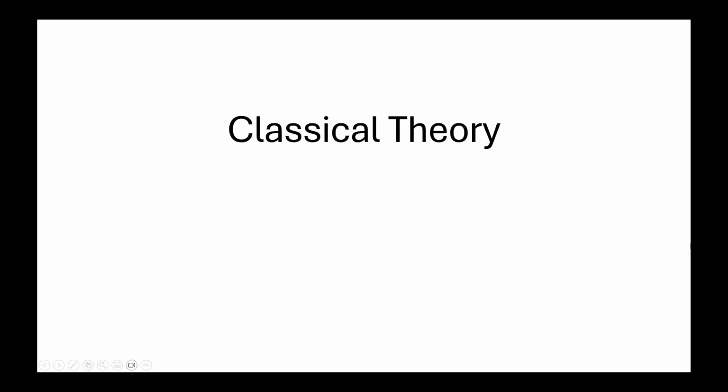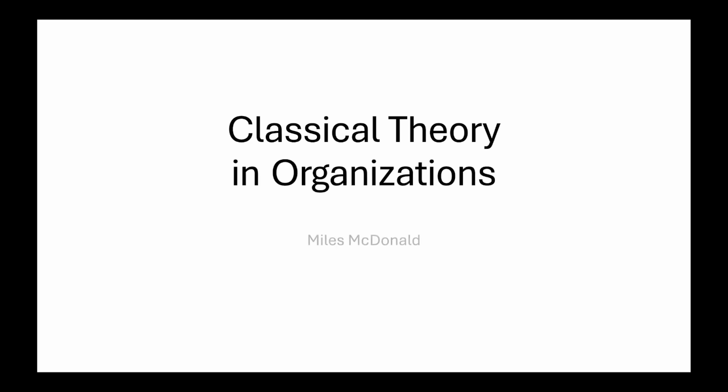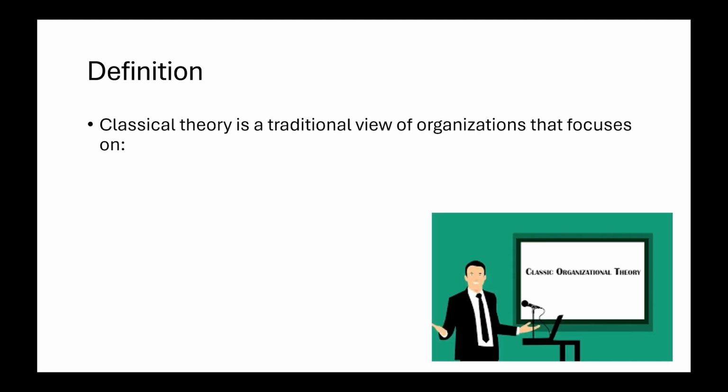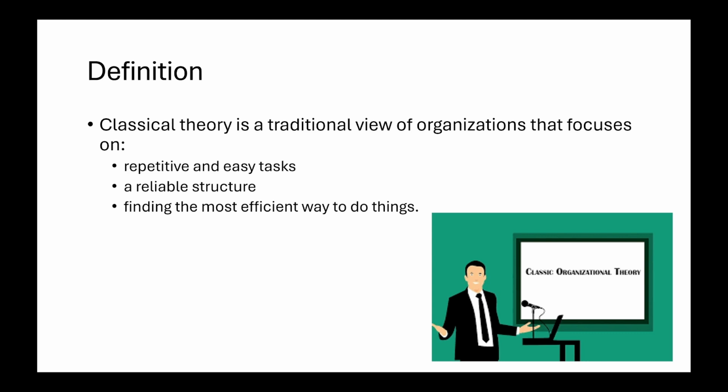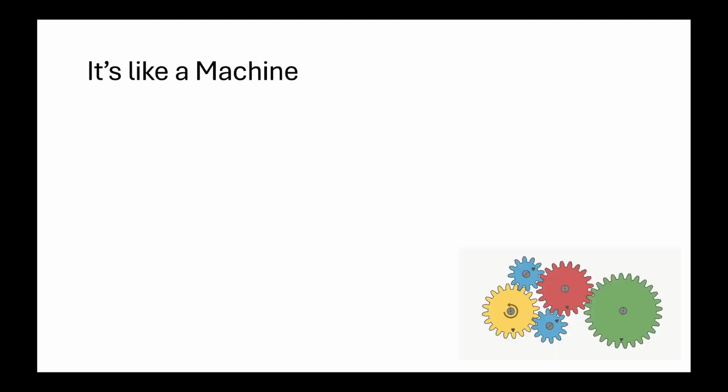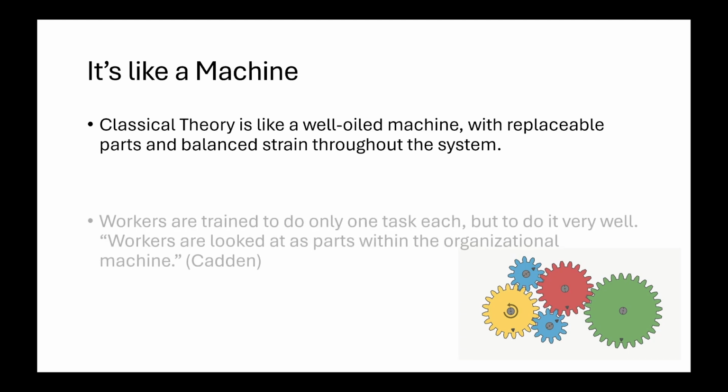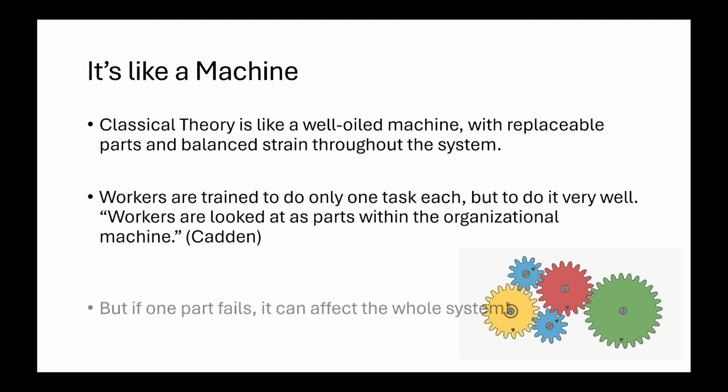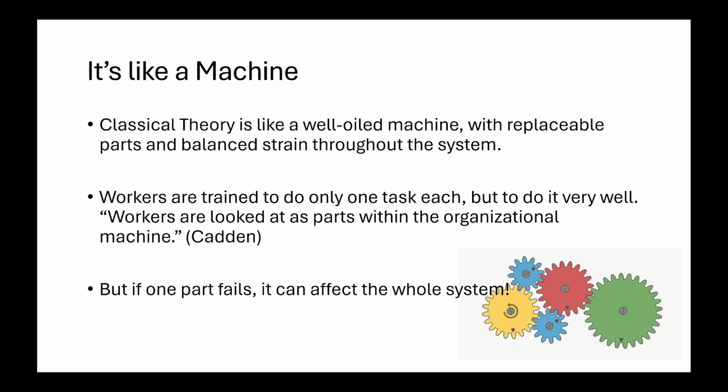Classical theory in organizations. Classical theory is just a few focused on thoughts: easy tasks, reliable structure, and finding efficiency. Like a machine. Replacement parts, and balance strain. And if one fails, it affects us all. It affects everyone. And no one leaves until they're done. It's a crime. It's really, really hard to rhyme.